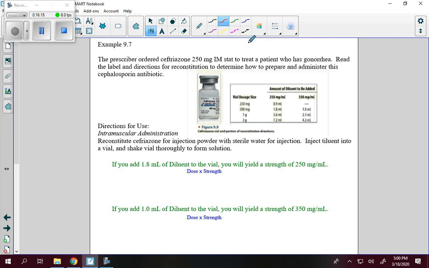Read the label and the directions for the reconstitution to determine how to prepare and administer this antibiotic. The directions for the use says intramuscular administration. Reconstitute this drug for injection powder with sterile water for injection, and then inject, it should say diluent, into the vial and shake the vial thoroughly to form the solution. In order to do this, we have to do a couple things. I'm going to blow it up for us.